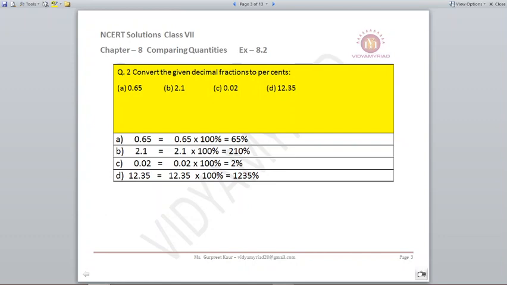Same way, 2.1, move 2 steps towards your right, so it will become 210%. 0.02, move 2 steps towards the right, it will become only 2%. 12.35, move 2 steps, it will become 1235%. You have to put the percent sign. Don't forget to put the percent sign.